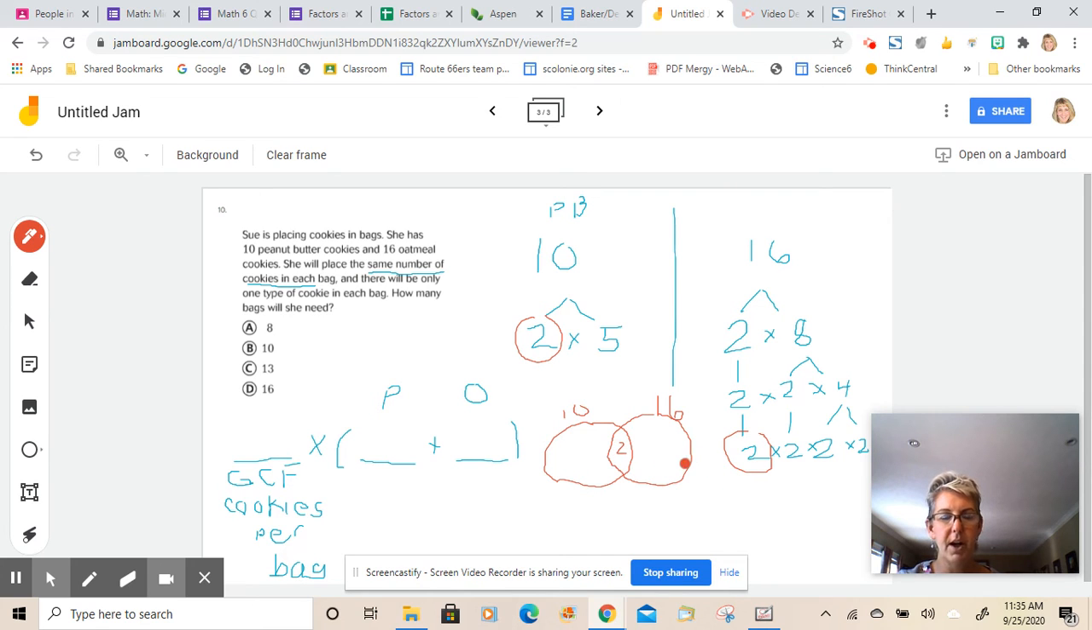Now, if we were interested in the LCM, we would take this and put it here. We would take these three numbers and put it here. But it's not really necessary when we're finding the GCF. There's only that one number, so that's the GCF. We're going to put that right here. That's the number of cookies we're going to have per bag.